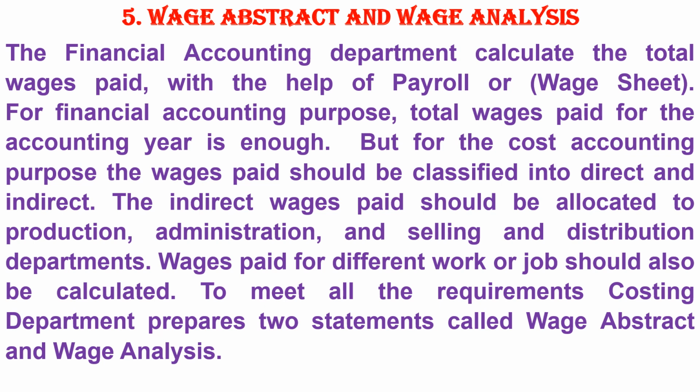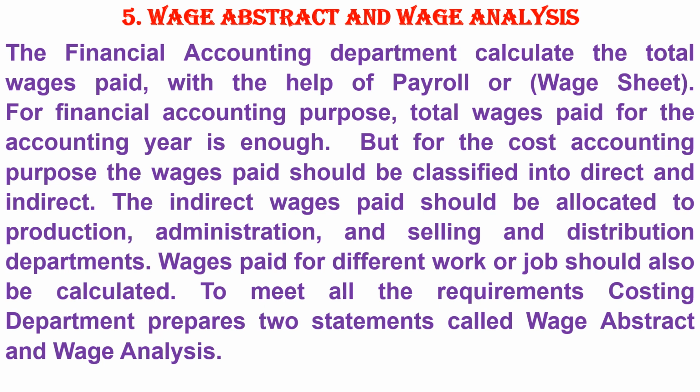5. Wage abstract and wage analysis. The financial accounting department calculates the total wages paid with the help of payroll or wage sheet. For financial accounting purpose, total wages paid for the accounting year is enough. But for the cost accounting purpose, the wages paid should be classified into direct and indirect. The indirect wages paid should be allocated to production, administration, and selling and distribution departments. Wages paid for different work or job should also be calculated.